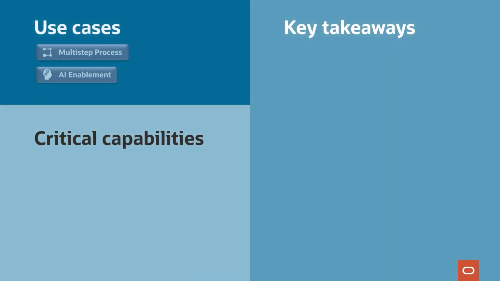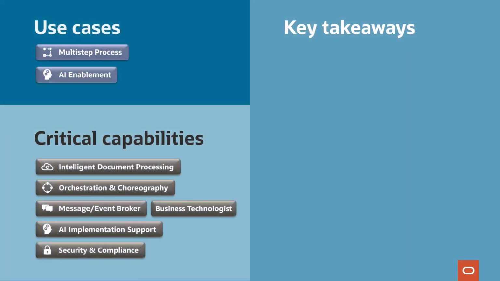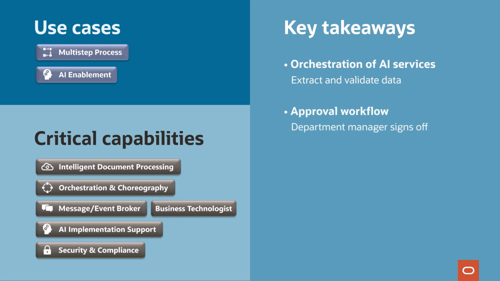This demo illustrates several use cases and critical capabilities. Here are the top 3 takeaways. The process application orchestrates the OCI Document Understanding AI service to extract and validate data from an invoice. It establishes an approval workflow that lets the department manager review and approve the expense. And finally, the business technologist can discover and invoke integrations from the projects that are shared with them.